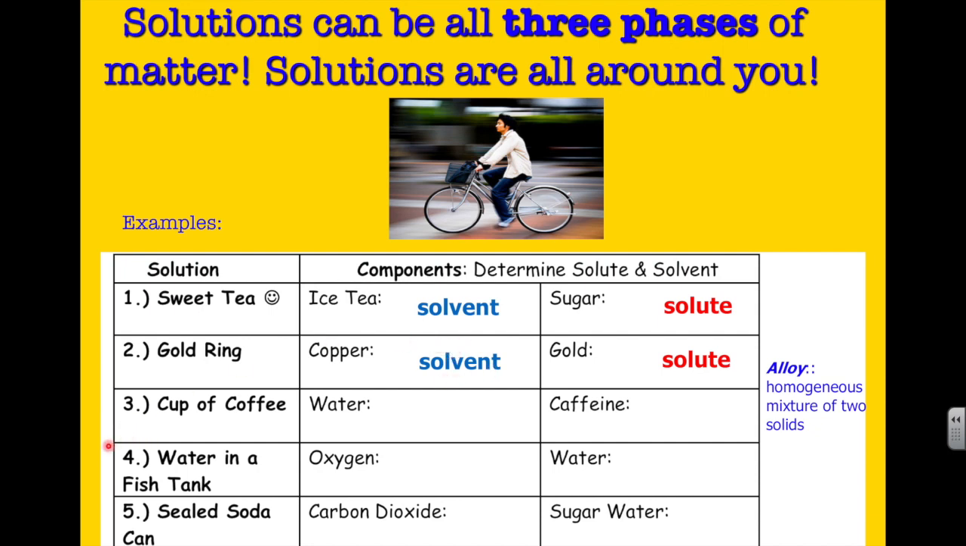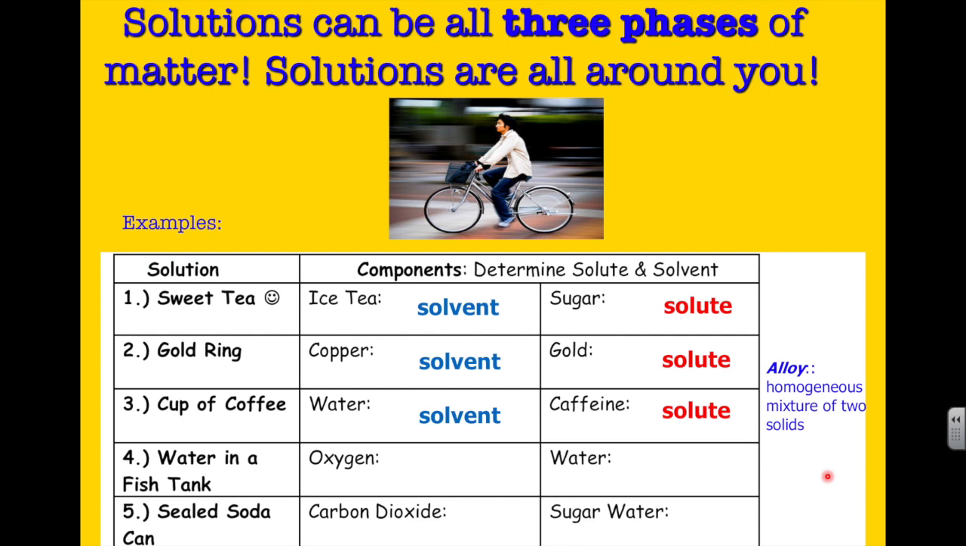Now a cup of coffee. Well, caffeine dissolves in water, so caffeine's a solute, water's a solvent. Now the water in a fish tank, we have oxygen and water. The fish need the oxygen to breathe, and even the plant life in there is expelling oxygen.